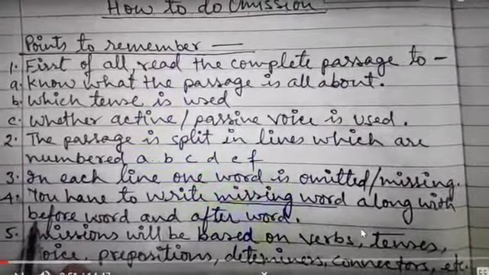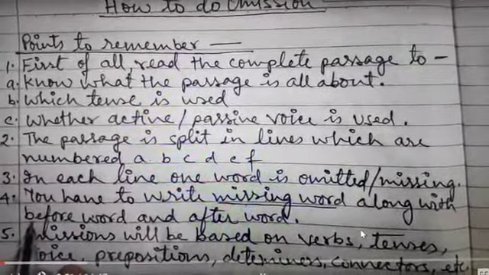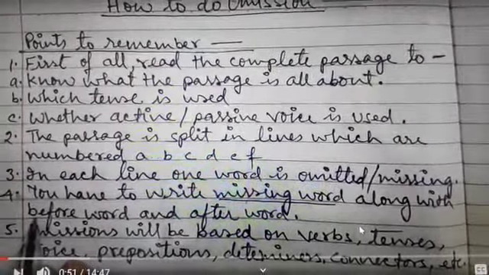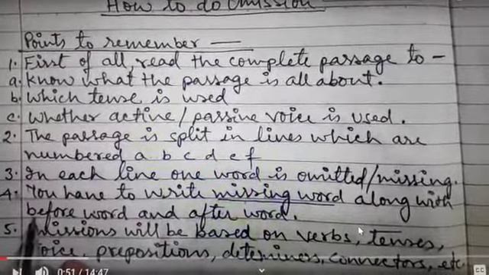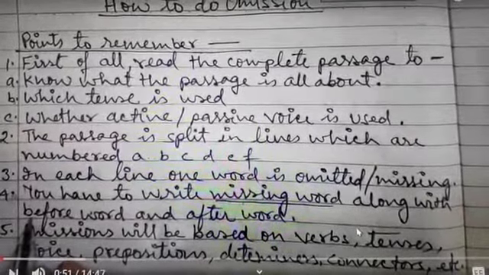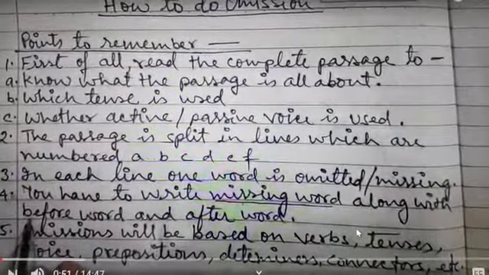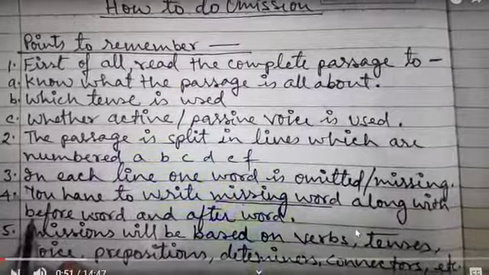It may be an error of tense, verb, preposition, determiner, connector, active and passive voice. So we need to identify those errors or those sentences, and then we will be able to correctly complete the omission task or the editing task of error finding.